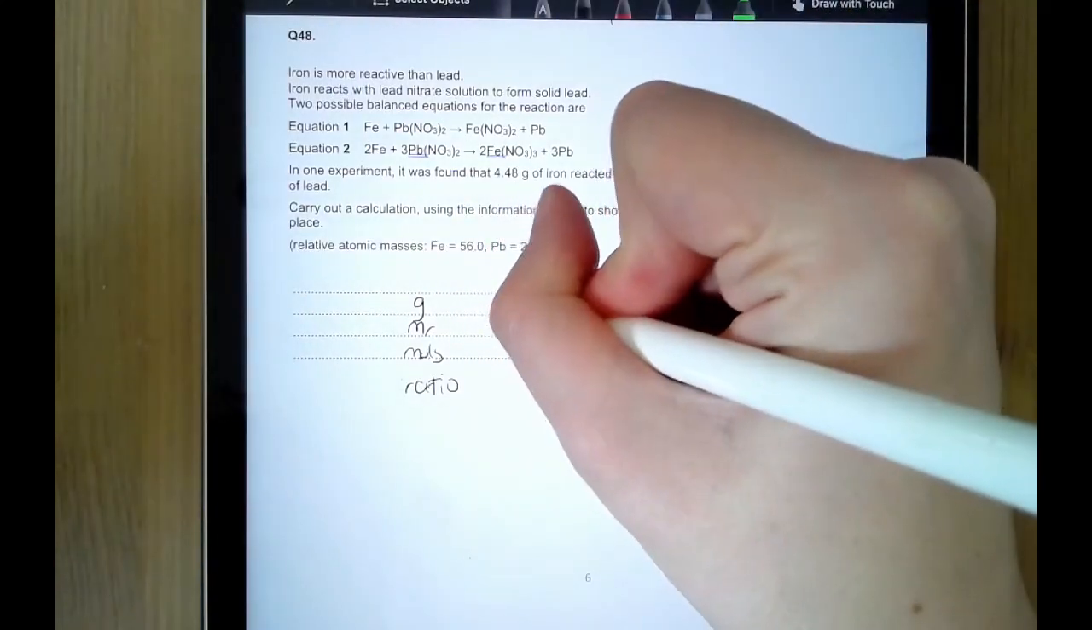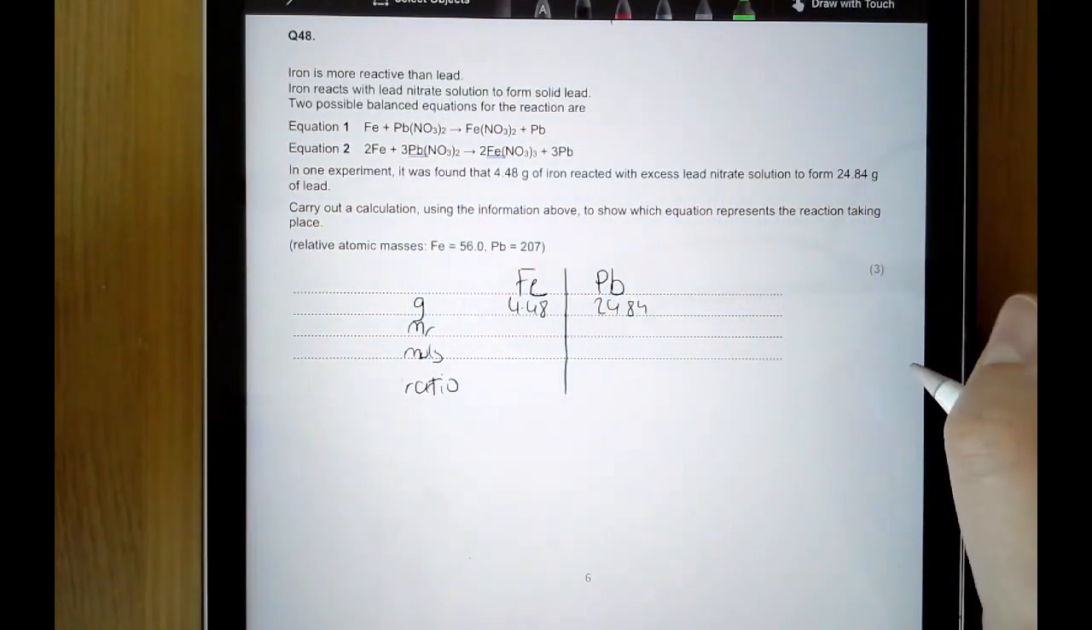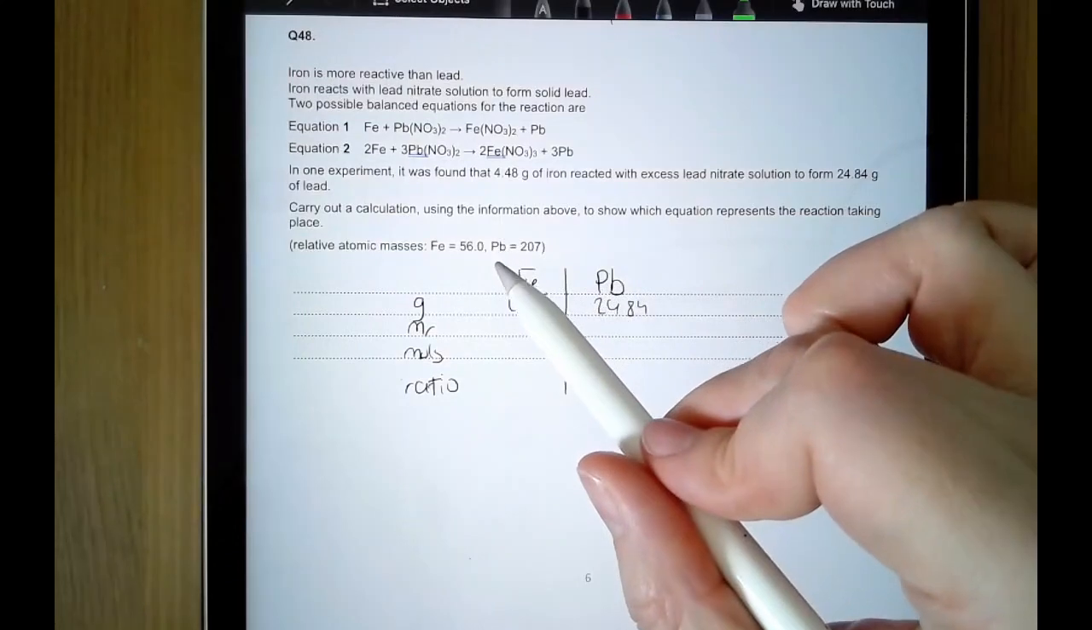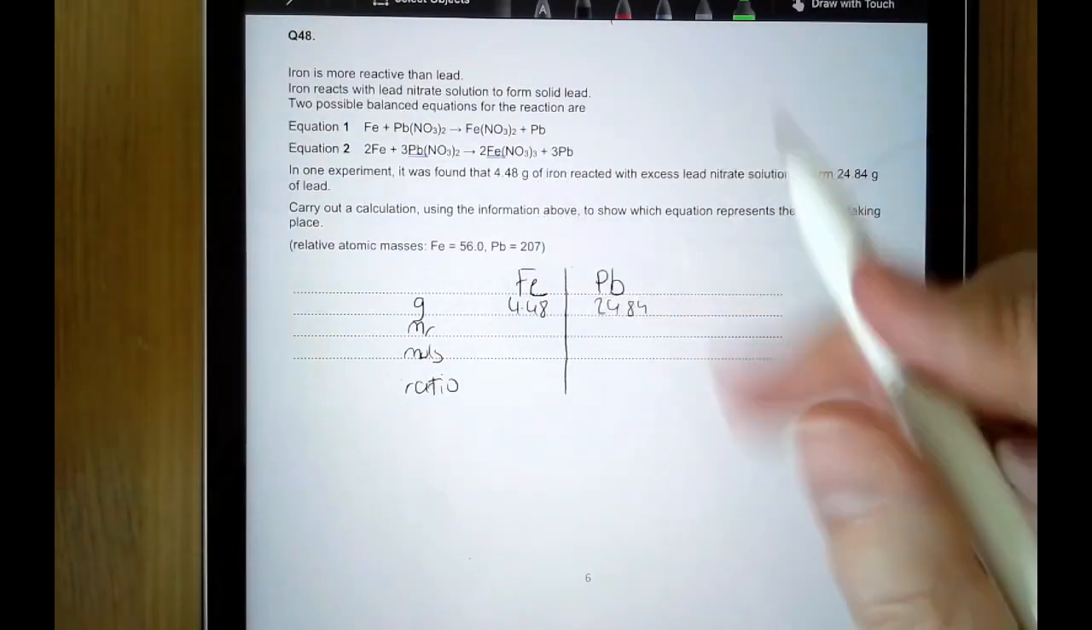So I'm given the mass of iron and I'm given the mass of lead. I'm going to need to work out moles for both. Again, if they're giving you atomic mass and they're giving you mass, they're giving you g, they're giving you Mr, they want you to find moles.